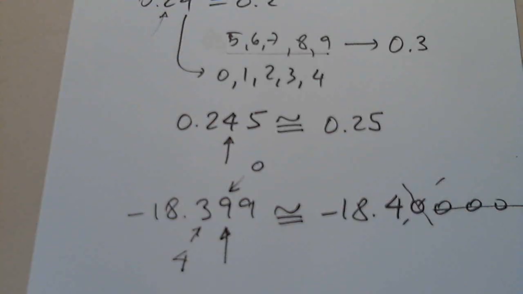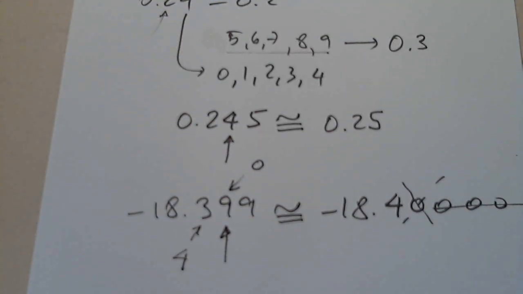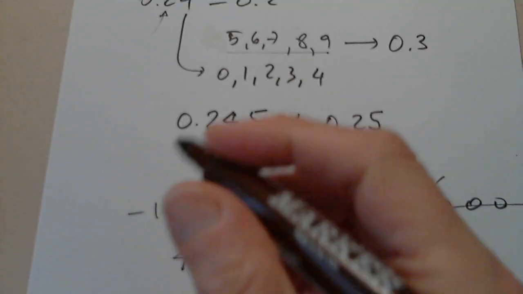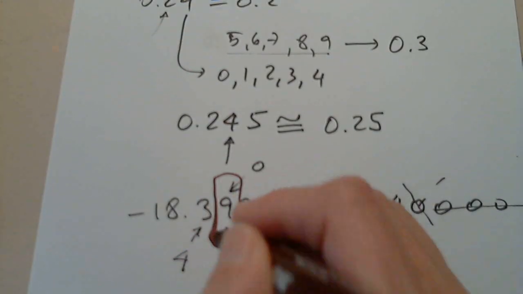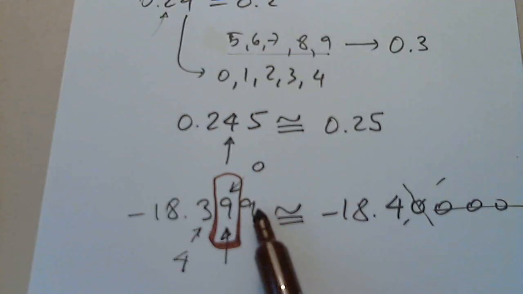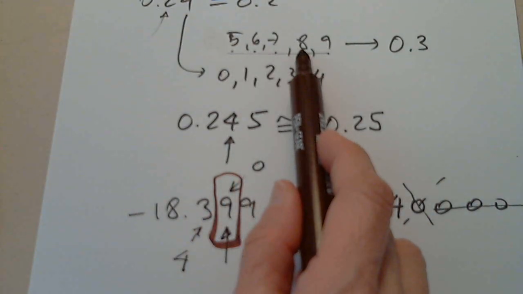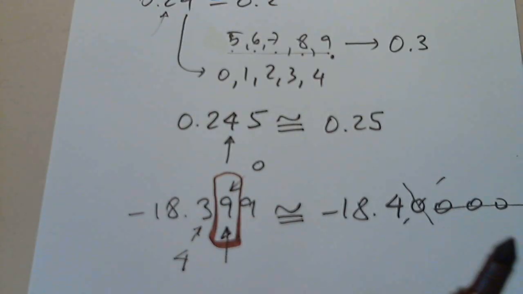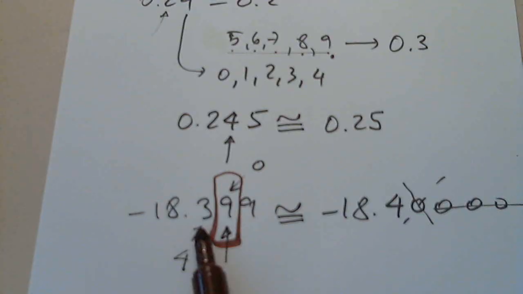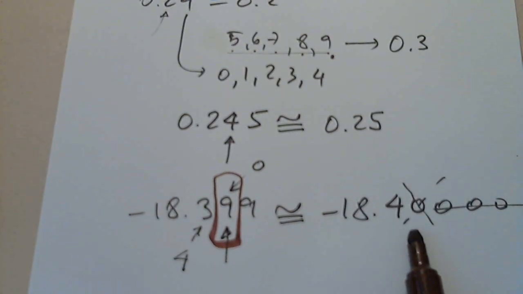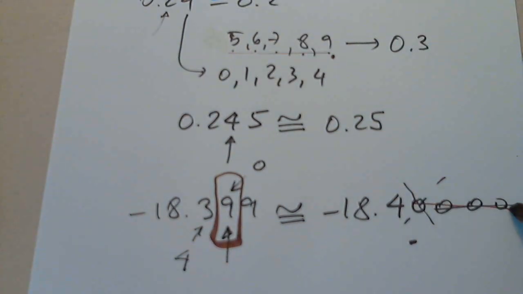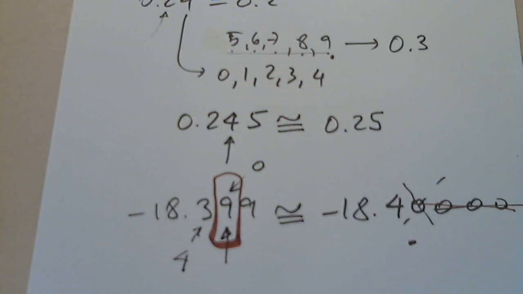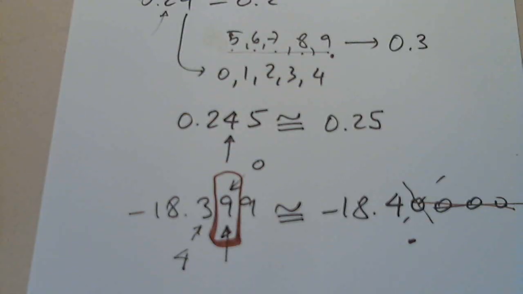Why did the 3 change into a 4? Very good. Let's do that again. They are asking us to round to the nearest hundredth. Because the next digit is 5, 6, 7, 8, or 9, I have to increase the 39 by 1. 39 increased by 1 is 40. There is no need to write the rest of the zeros after the last decimal digit. Okay?